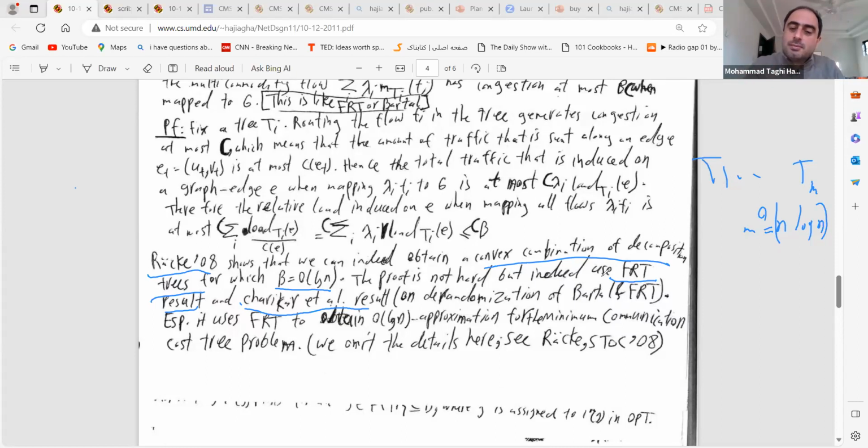Rake used essentially the proof from FRT and these Charikar results. And another result is called the minimum communication cost tree problem. This is another problem. Ravi had papers on that one, and he is using these three results. He used FRT, he used this de-randomization, and he used this minimum communication cost tree. He combined all of them. He said that essentially you can get these results out of these three embeddings.